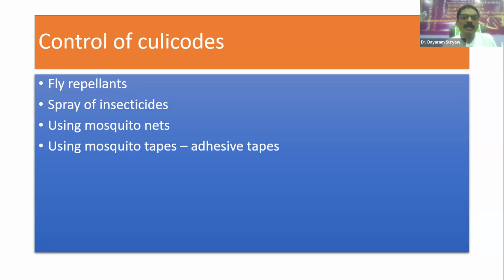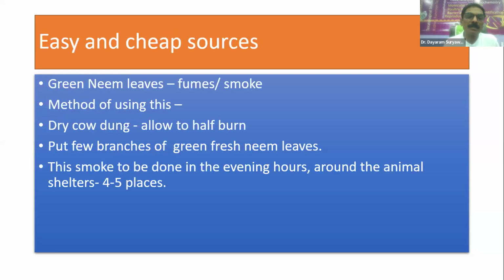Using mosquito nets can be applicable in zero grazing type sheds, but it is not suitable for free grazing animals. Adhesive tapes can be used in intensive farming, but not for free grazing or grazing type animals.